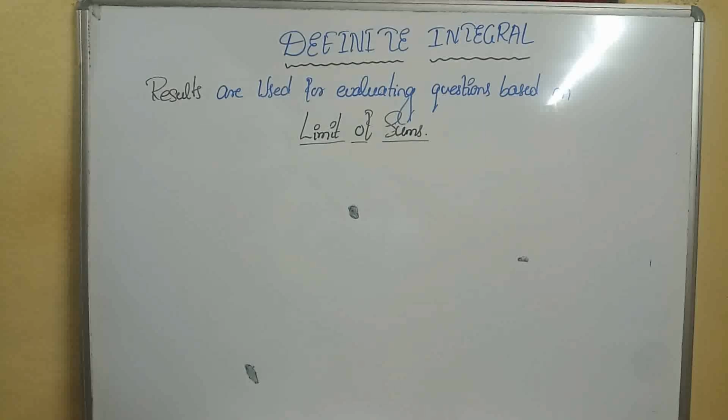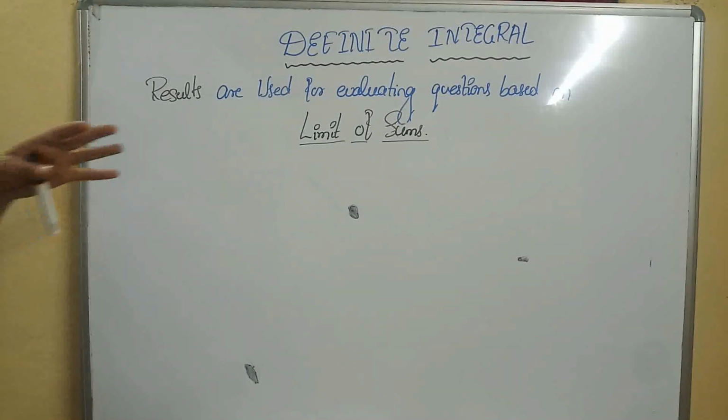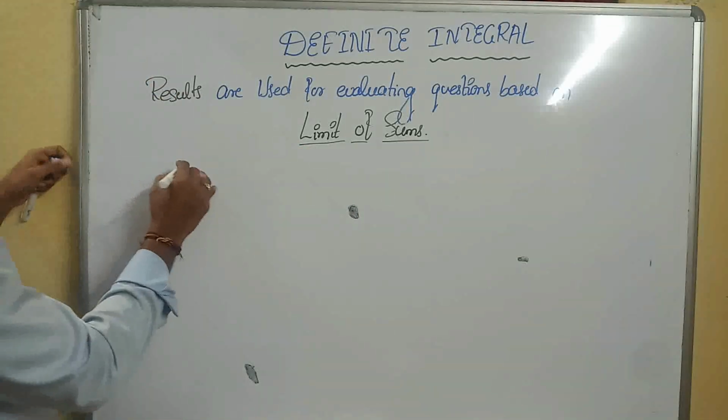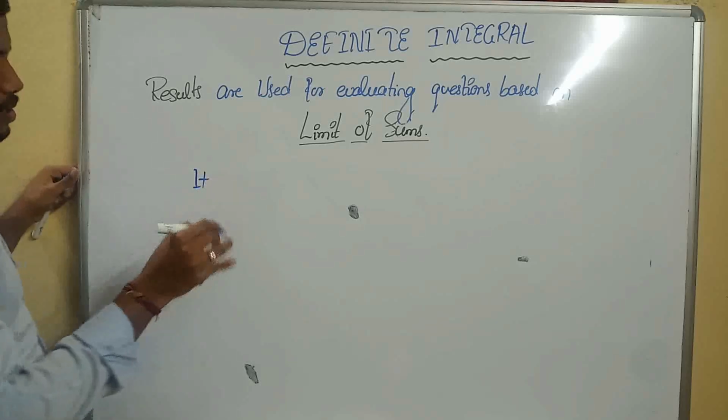Now I'd like to discuss some of the results which are useful to solve questions based on limit of sums. We already learned them in the first PU part, in the sequence and series chapter.